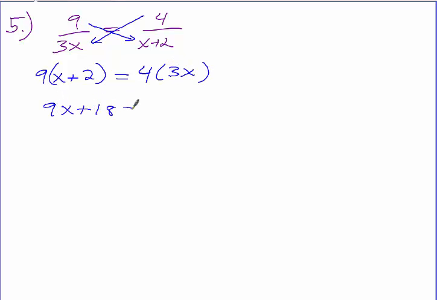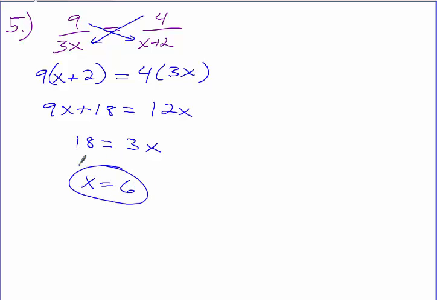You're going to distribute. If you want to do it in one step, you're welcome to. And then we just solve like normal. This is a linear equation. We're going to subtract 9x from both sides and get 18 equals 3x. Divide both sides by 3, and x is equal to 6. Nice and easy. Moving on. Number 10.